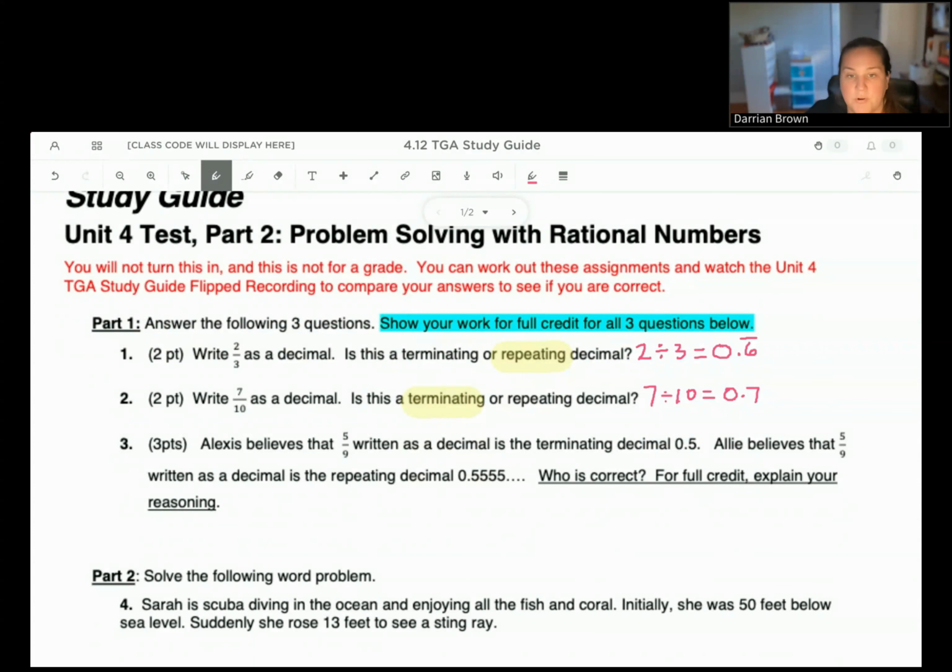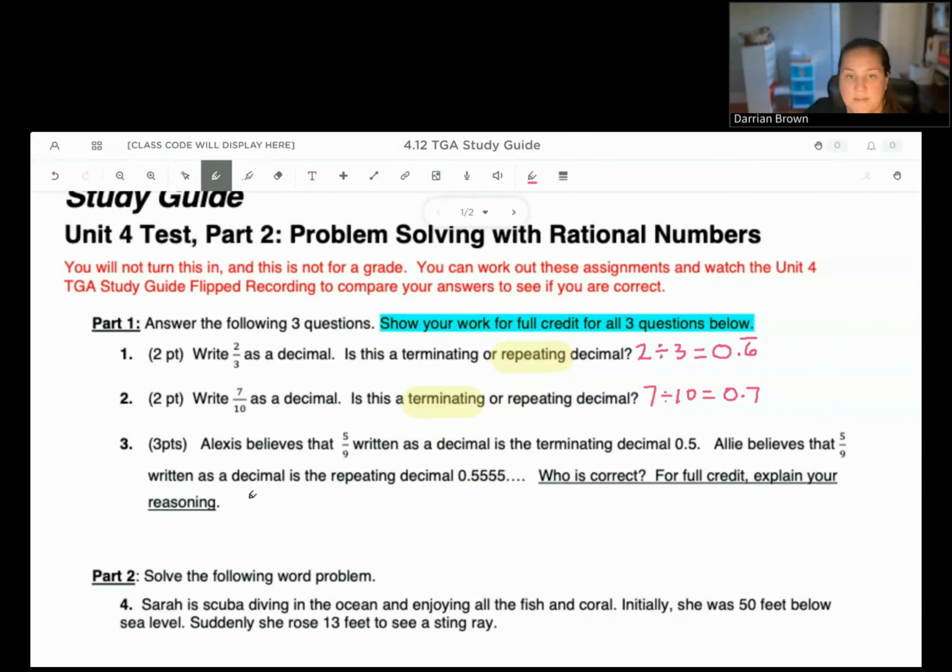Okay. Number 3 is the same thing. It just asks it in word form. So it says, Alexis believes that 5/9 written as a decimal is the terminating decimal 0.5. Allie believes that 5/9 written as a decimal is the repeating decimal 0.55555. Who is correct? Explain your reasoning.